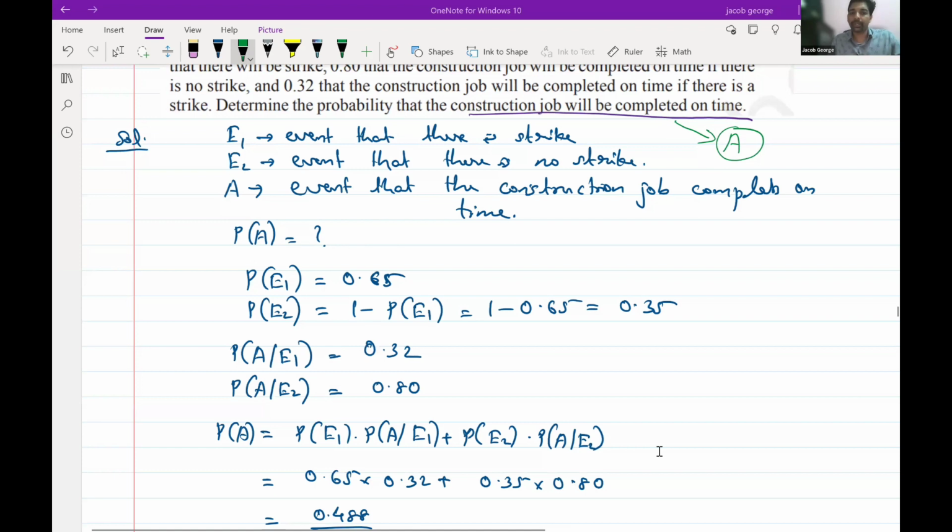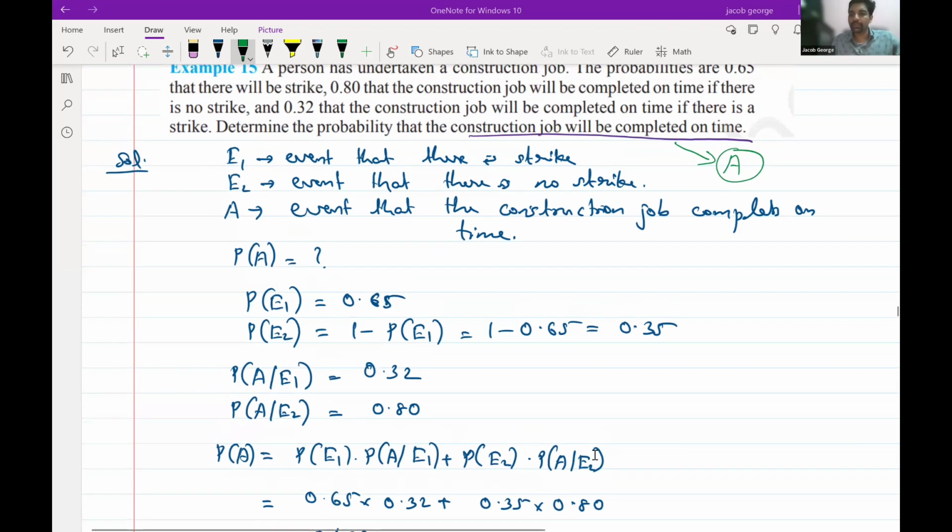First, P of E1, 0.65. So we have defined E1, E2 and capital A. P of E1 is 0.65. P of E2 is 1 minus P of E1, that is 1 minus 0.65, that is 0.35.